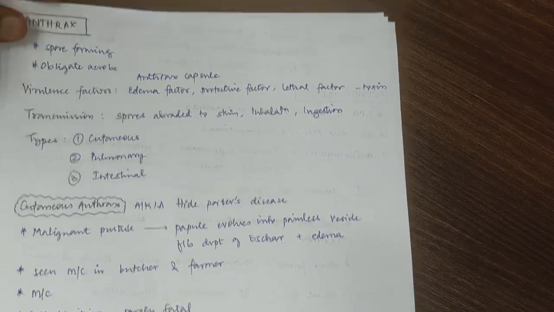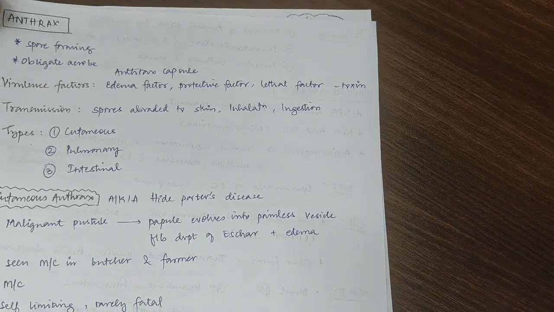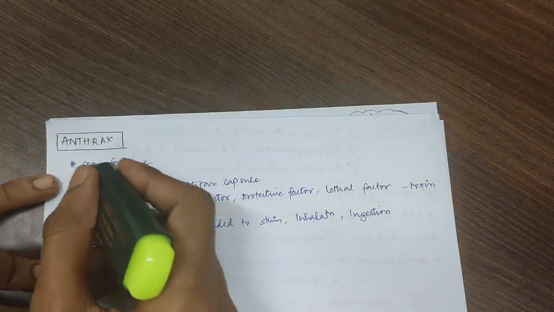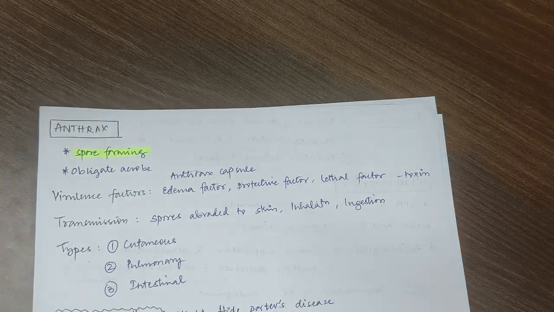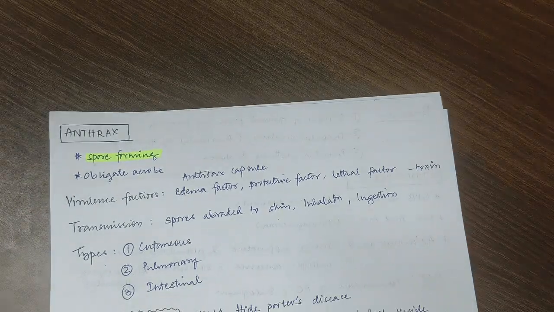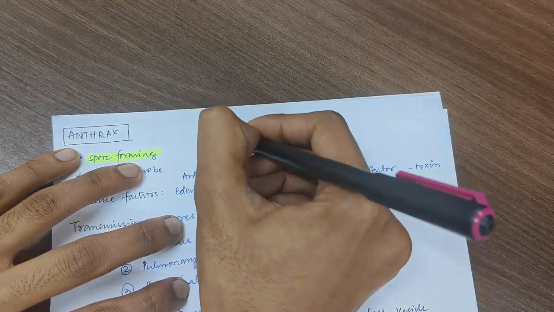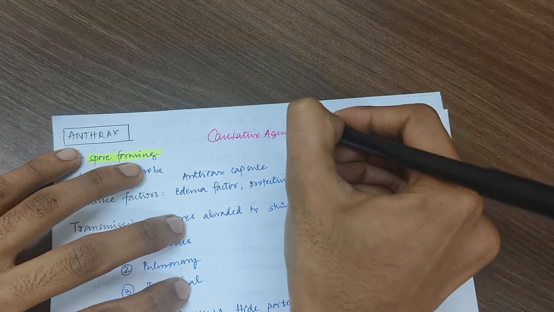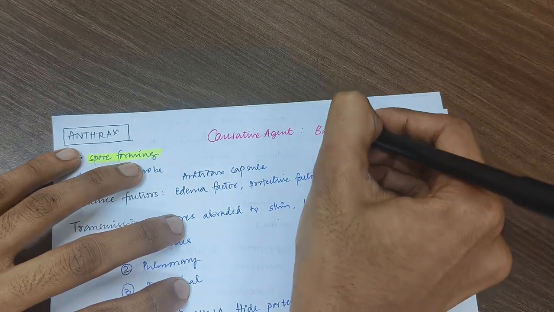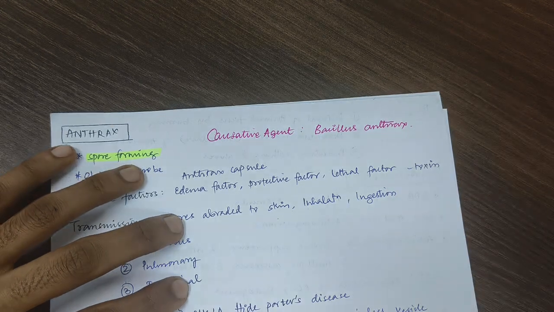Next, anthrax. Next is anthrax. In anthrax, again it is a spore forming bacillus, that is Bacillus anthracis is the causative agent here. Okay, I have not written the causative agent. Please write down the causative agent. The causative agent is Bacillus anthracis.